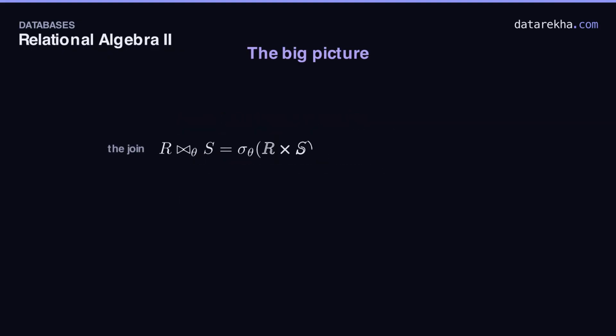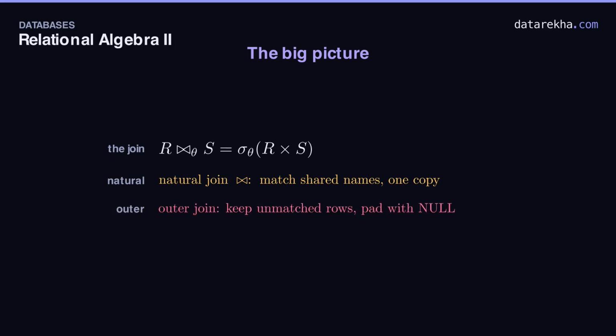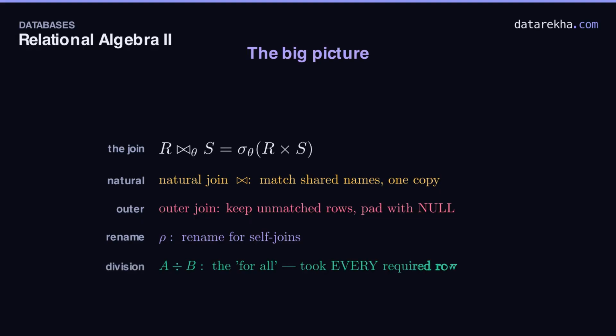Let's lock it all in. A join is a cross product followed by a selection. That one idea generates the rest. The natural join matches every shared column name and keeps a single copy of each. An outer join rescues the unmatched rows, padding the missing side with null. Rename gives you a fresh copy of a table, which is what makes a self-join possible. And division is your "for all," the entities tied to every single row of the divisor. Master these 5, and you can express almost any question a database can answer.